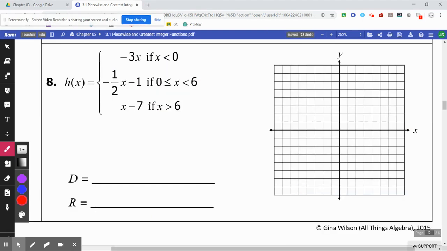Okay, number 8. Number 8, let's look at our x values to see what x values we're going to plug into our graph. So we're doing all values left of 0, between 0 and 6, and then all values to the right of 6.